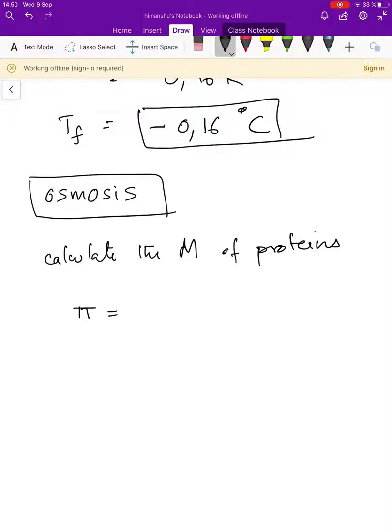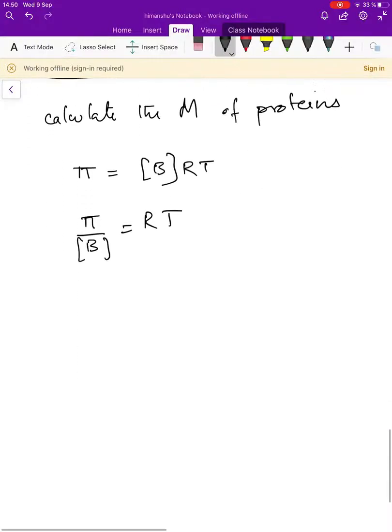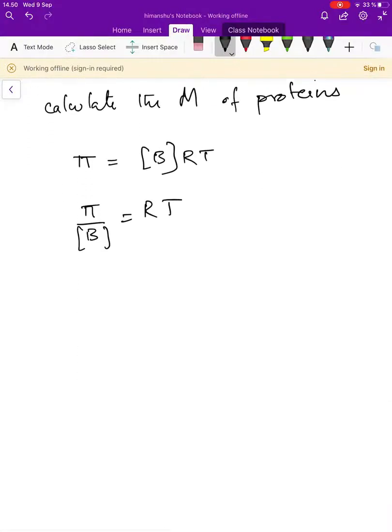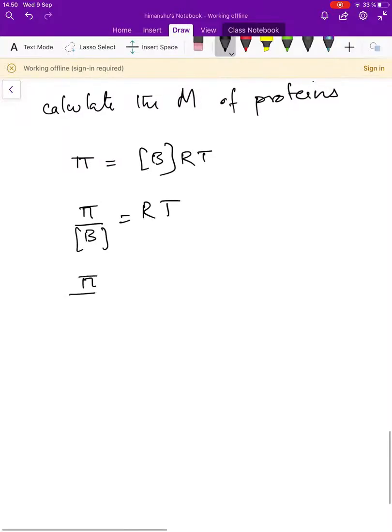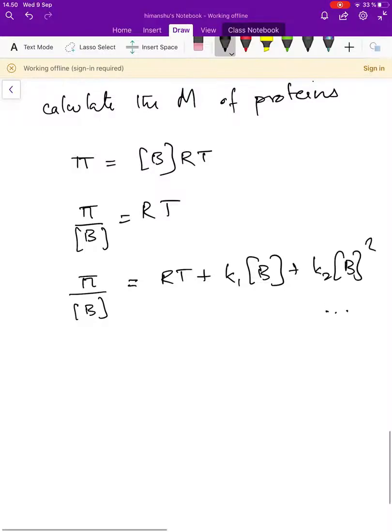So osmosis says that the osmotic pressure is equal to the concentration of the solute multiplied by RT for an ideal solution, and this can be written in this way as well. It turns out that for real solutions, this equation becomes slightly more complicated, and you have higher order terms and so on. If the concentration is low, remember, these terms, for example this term, can drop off.